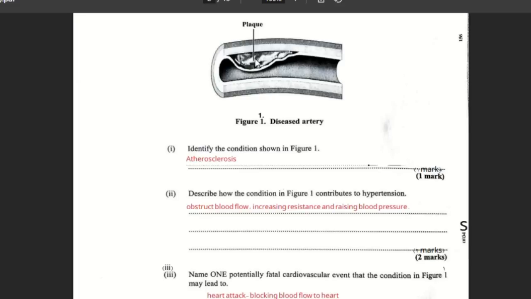So if you see the word hypertension, don't be alarmed. Hypertension and high blood pressure are the exact same thing. High blood pressure is just the layman's or regular term, but the medical term for high blood pressure is hypertension.